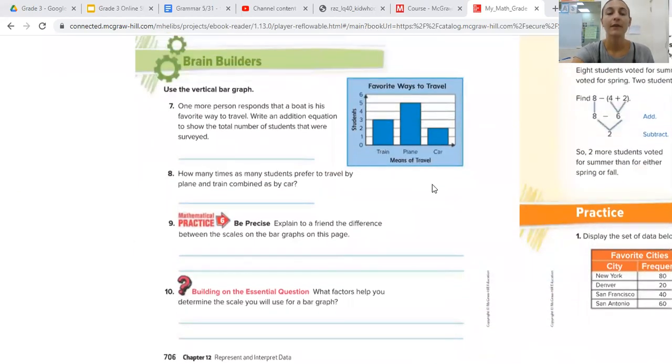Look at this vertical bar graph. One more person responds that a boat is his favorite way to travel. Write an addition equation to show the total number of students that were surveyed. So you need to find the total number of students surveyed. So how many said train, how many said plane, how many said car. Add those up. And then if you had one more person vote, you need to add onto that too. What would be the total number of students? You should have a label. How many times as many students prefer to travel by plane and train? Oh, let's not do that one. We'll talk about that together.